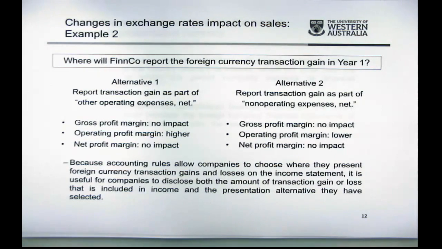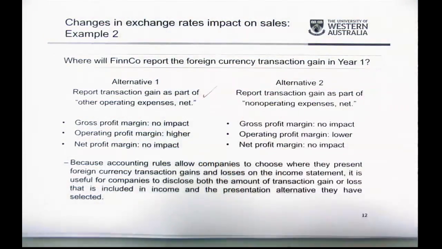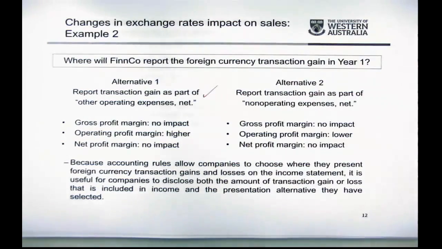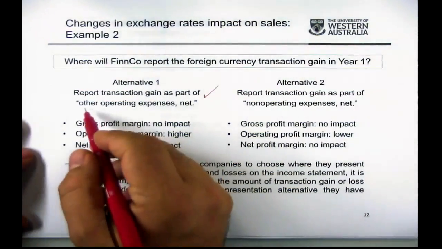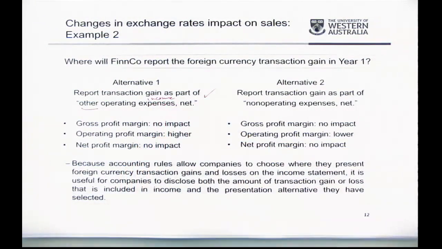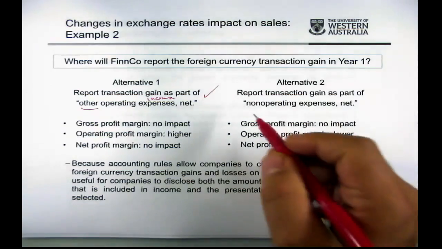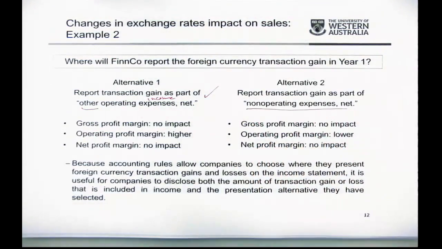Now, when it comes to reporting, firms have two options. Option 1 is to treat the gains or losses, foreign currency gains or losses, as part of other operating expenses or income. Okay? Other operating expenses or income. Alternatively, firms can choose to report them under non-operating expenses or income.